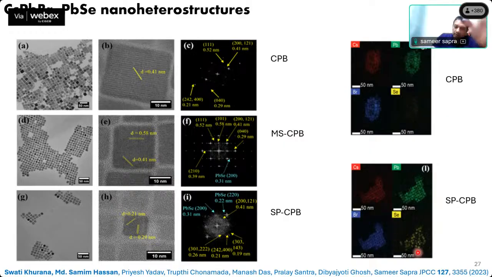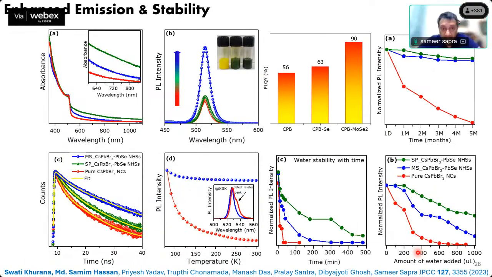So these lead selenide islands are the ones that form initially, and then they etch and form the cesium lead bromide. But some amount of lead selenide is left over. But it does some magic. The magic it does is it does not change the absorption spectrum, but it improves the luminescence. Okay. So this is one such example where it improves the luminescence quantum yield from 50 to 90%.